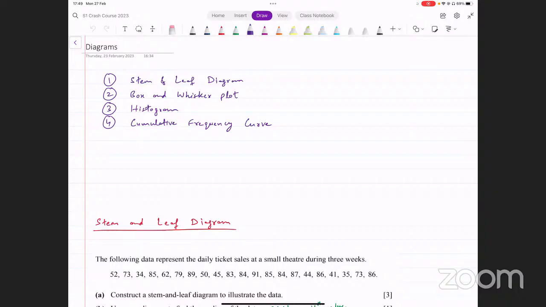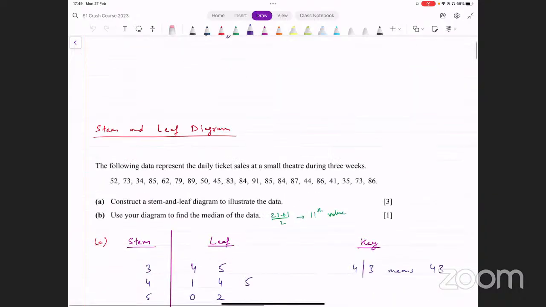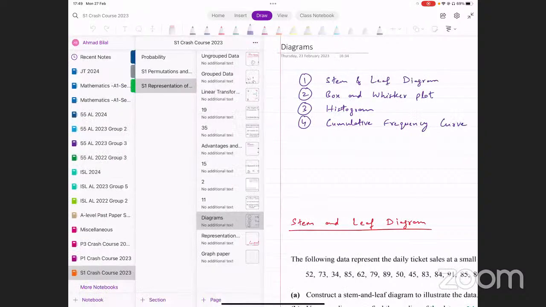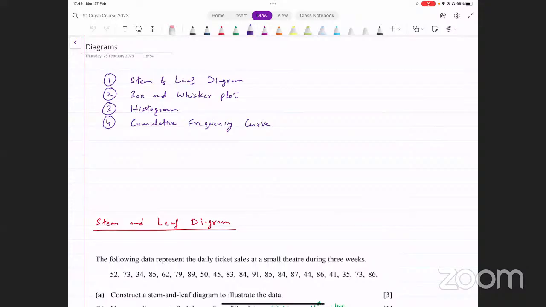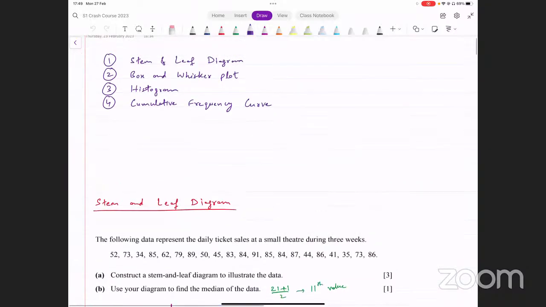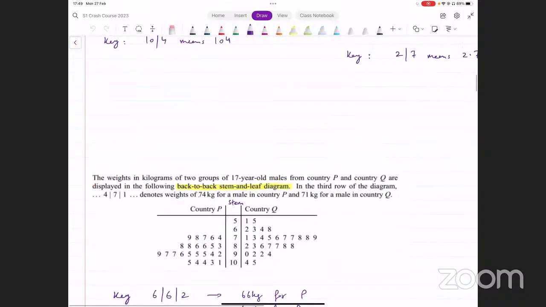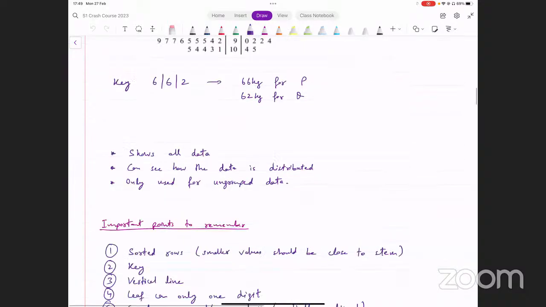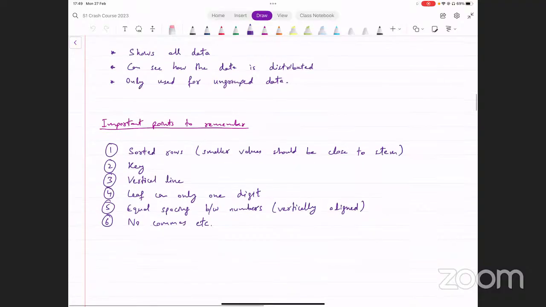All right, so we are going to continue with where we left in the last session. We were discussing these four diagrams. We started with the stem and leaf diagram in the last session. We discussed how to draw that and also how to draw the back-to-back stem and leaf diagram. Then we talked about the two benefits of a stem and leaf diagram. Number one, that it shows how the data is distributed. And number two, it shows all data.